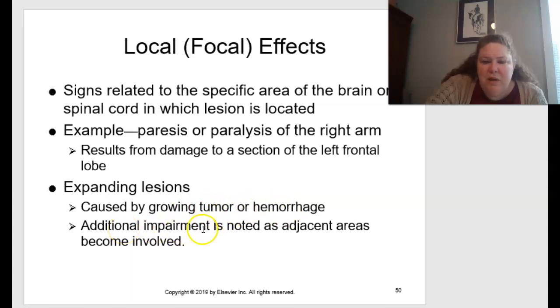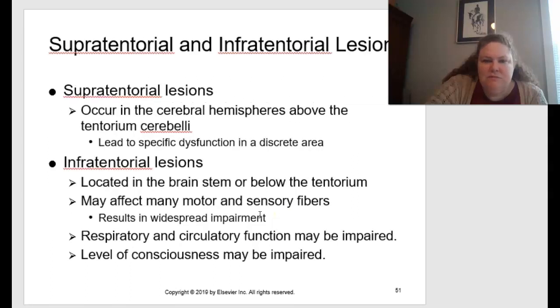You also have additional impairment that's noted as adjacent areas become involved. You have your supratentorial and infratentorial lesions. Our supratentorial lesions occur in the cerebral hemispheres above the tentorium cerebri, and these lead to a specific dysfunction in a discrete area. You have your infratentorial lesions, and these are located in the brainstem or below the tentorium.